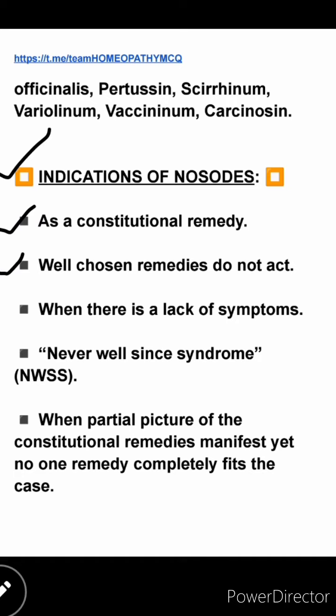This is the end of this lecture, the nosodes in homeopathy. We hope you could understand the lecture. If anyone has any problem understanding the cases of the nosode or the definition, they can also ask us in the comments, or they can also ask in our group. So this is the end of the lecture.